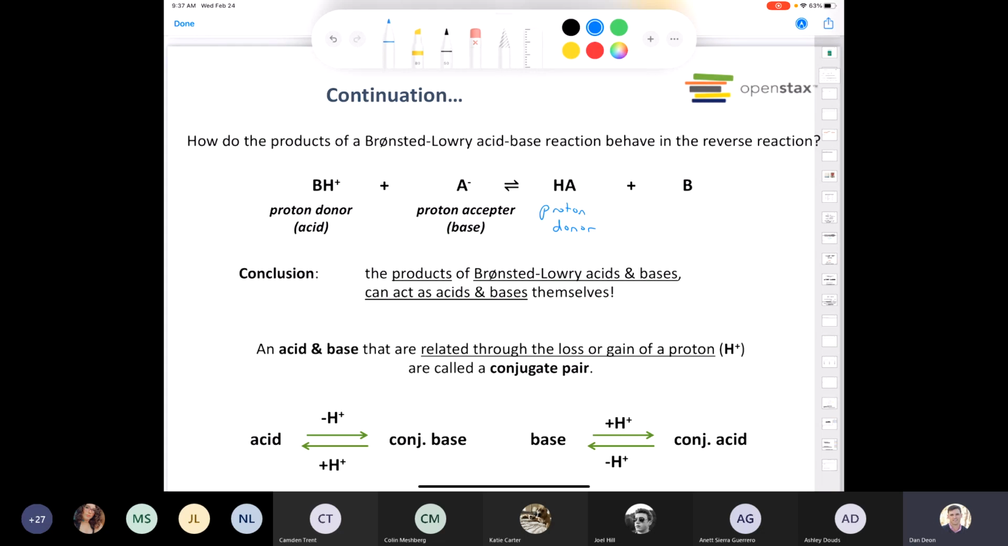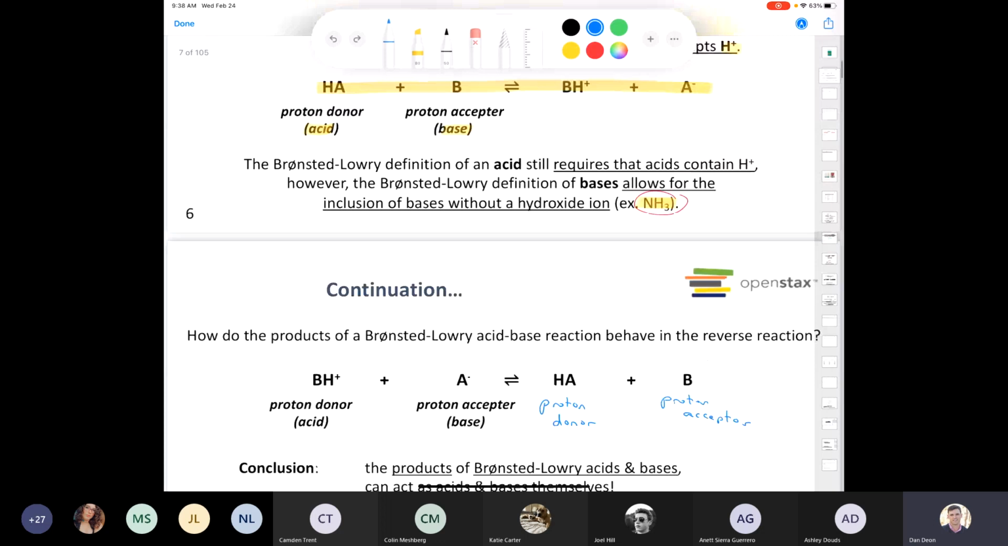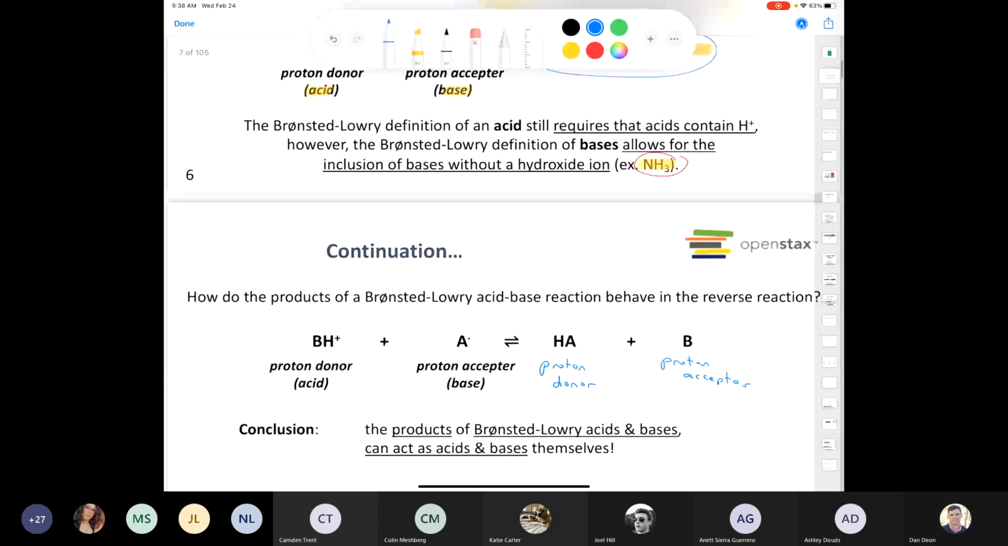Well, hold on. Let's take a look at the base that's left over here. If I look at this reaction in reverse, I see that the base is gaining a proton, right? So this is a proton acceptor. Now, this is what we looked at already, but now if we look at it from the point of view of the products, what were the products back here?